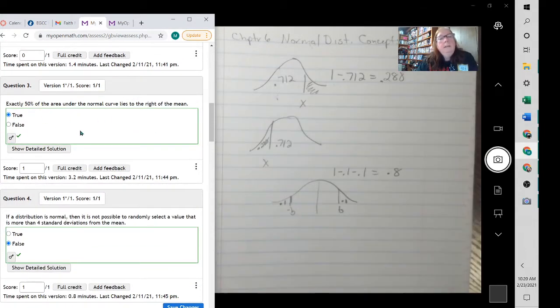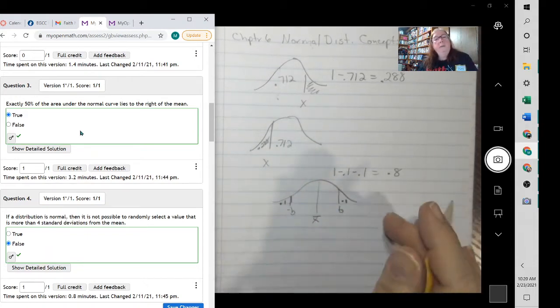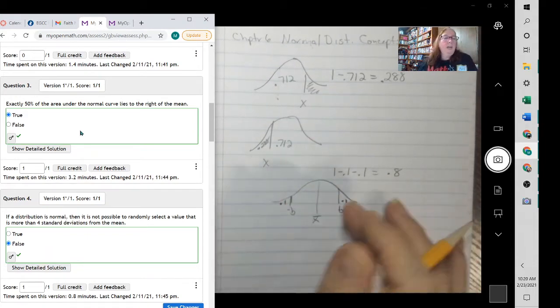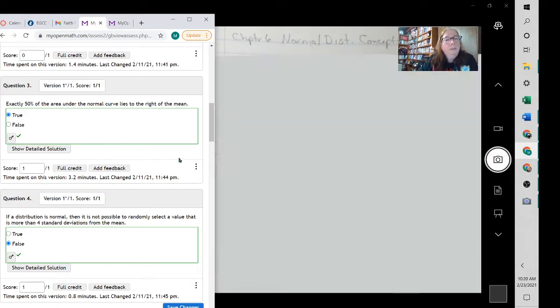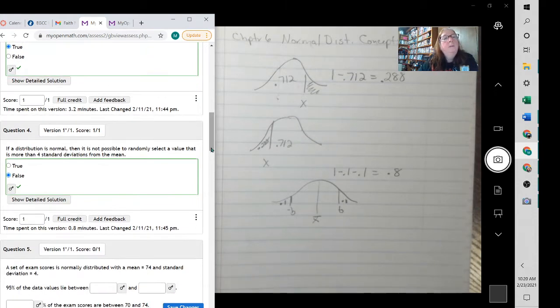The mean splits your data in half, so 50% on each side. So that was true. If a distribution is normal, then it is not possible to randomly select a value that is more than 4 standard deviations away. Now that's false. In a normal distribution, most of the data is within 3 standard deviations, but that doesn't mean you can't have data higher than that. So that would be false.